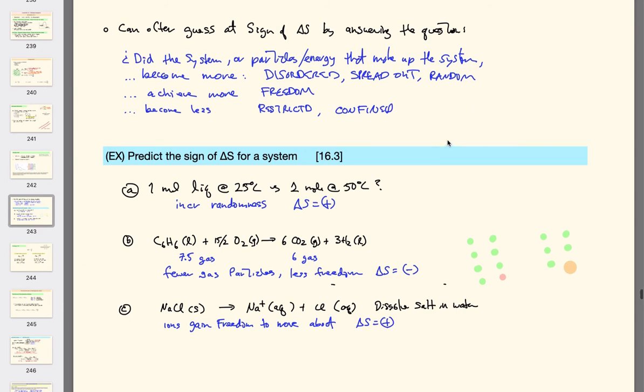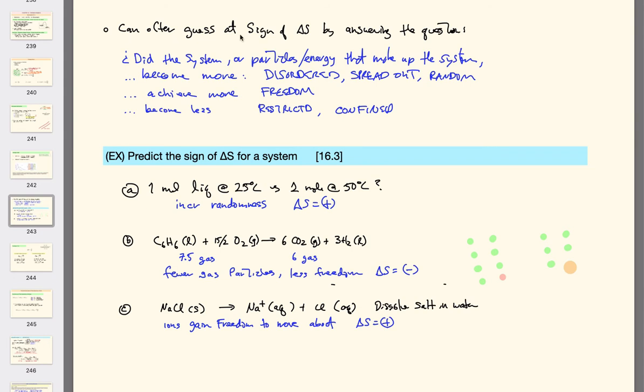Okay, let's look at delta S more generally. So these are the easy questions. Can you guess the sign of delta S by answering a question? These are good, easy concept questions. I'm going to ask you a few questions, and you're not going to do it quantitatively. You're not going to get a number. You're going to do it qualitatively. Just say yes or no. Does it get bigger or does it get smaller? I don't want the number. I just want to know bigger or smaller.